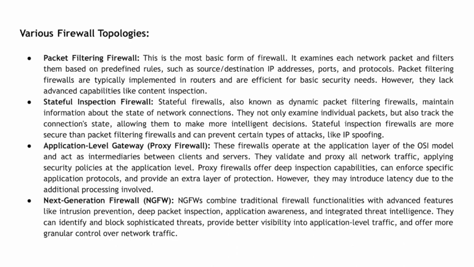Application level gateway, or proxy firewall: this firewall operates at the application level of the OSI model and acts as an intermediary between client and server. They validate and proxy all network traffic, applying security policies at the application level. Proxy firewalls offer deep inspection capabilities, can enforce specific application protocols, and provide an extra layer of protection. However, they may introduce latency due to the additional processing involved.